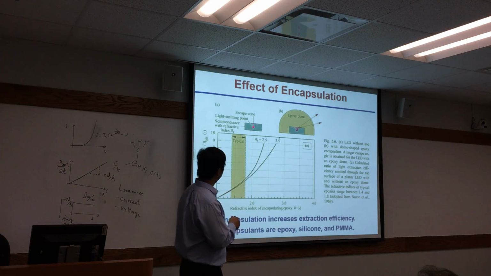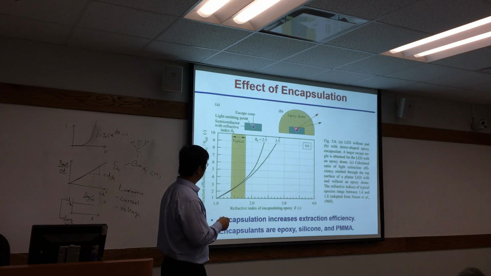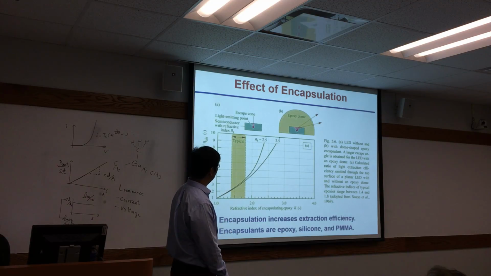So as we can see here, if you don't do the package, the escape point is pretty small. But if you put the epoxy on the top, then you can see the first thing is this becomes larger because the refractive index difference is smaller. And besides, because here is the normal incidence, so you can extract more output.